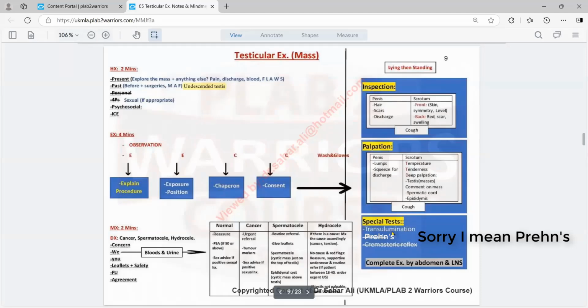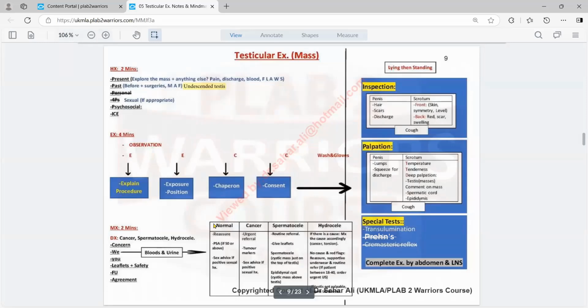Why do you need to do a trans-illumination test? To differentiate whether it is a cystic mass containing fluid, like a hydrocele, which is transilluminant, or whether it is opaque. So I'm thinking about cancer. After that, you complete your examination, as I mentioned, and then you move on to the management. I'm going to talk about the management right now, but in your examination, these are the possibilities.